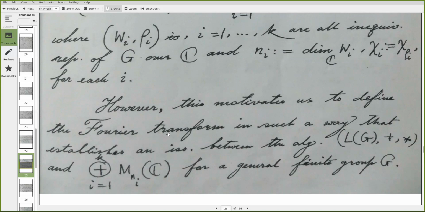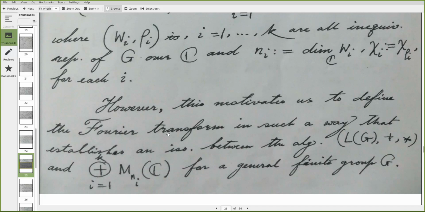Because, as we have seen earlier when we talked about the Fourier transform in the setup of finite abelian groups, it used to be an isomorphism between the algebras LG and LG hat. So now we cannot extend that to general finite groups. So if we want to extend the Fourier transform, then we have to look at it from a different perspective.